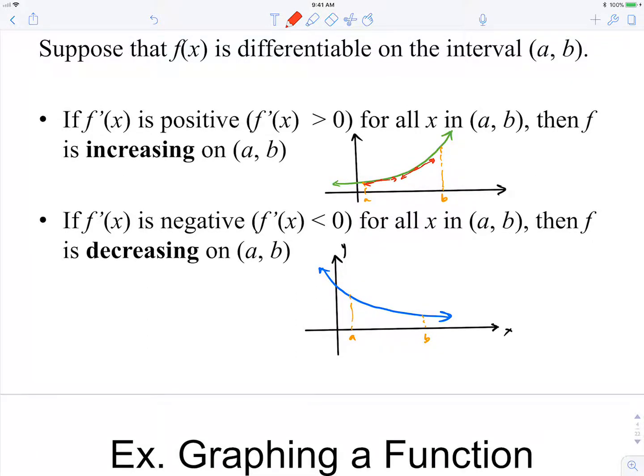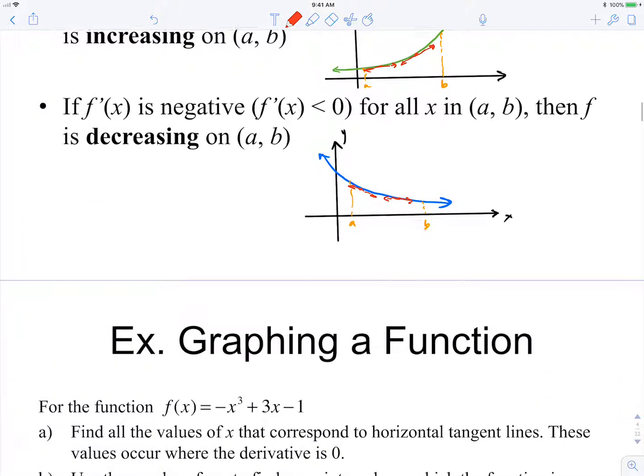And then kind of the same thought process, but if f prime of x is negative for all x on the open interval from a to b, meaning that on the open interval, every tangent line has a negative slope, then we can say that the function is decreasing on that open interval.